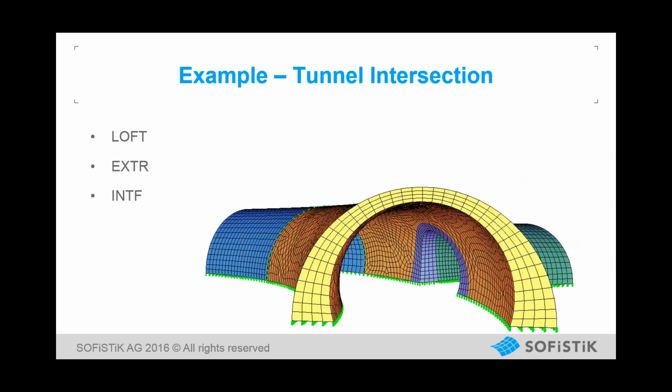We have seen the main tools that allow us for volume meshing using SOFiMSHA. And now I would like us to see a few examples using these commands. The first example we're going to use is a tunnel intersection. For this example, we're going to be using lofting, extrusion, and interfaces.